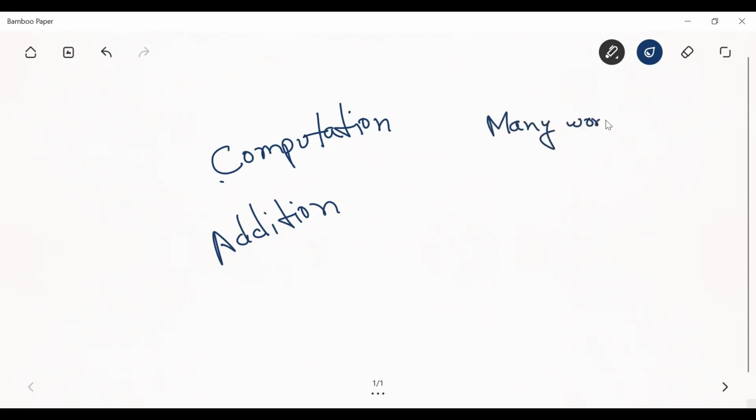Many words for addition: sum, total, altogether, increase. Many words for addition, keyword: altogether, a total. Let me tell you, first will be sum. Increase, the number increases by increase.